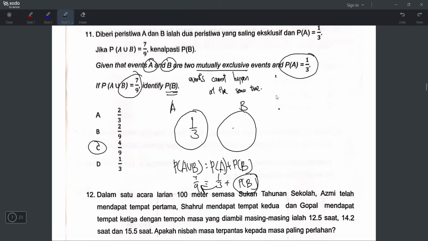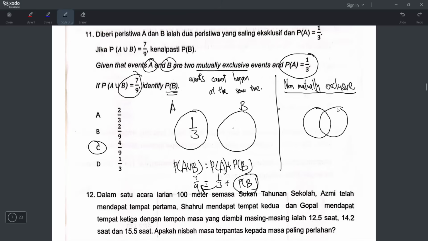Okay, let's talk about what if it's non-mutually exclusive. Non-mutually exclusive. Dalam bahasa Melayu means peristiwa tidak saling eksklusif. If non-mutually exclusive, it means both events can happen at the same time. So when you draw the circles, they have to have some overlap.